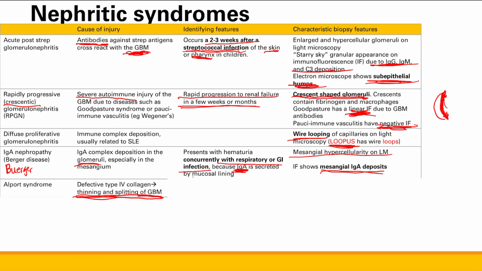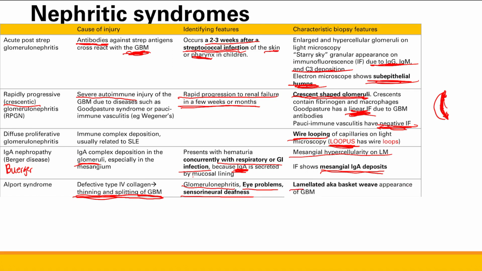Now there are a couple of very key identifying features. So again, we already know this is glomerulonephritis. What you're also going to see is eye problems and hearing problems, because you need that type 4 collagen in both of those areas. And if you have a defect there, you're going to have eye problems and hearing problems. So the key description here is the laminated, aka basket weave appearance of the GBM. Again, it's due to our defect in the GBM and the type 4 collagen, and causes this appearance. Look up the picture again, see what I'm talking about.